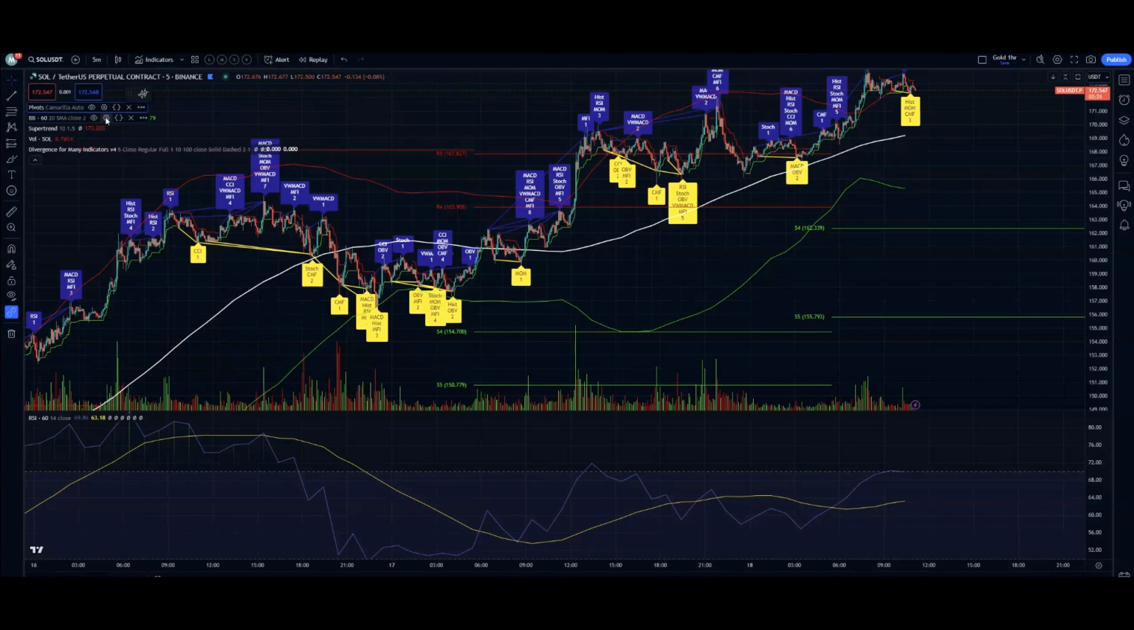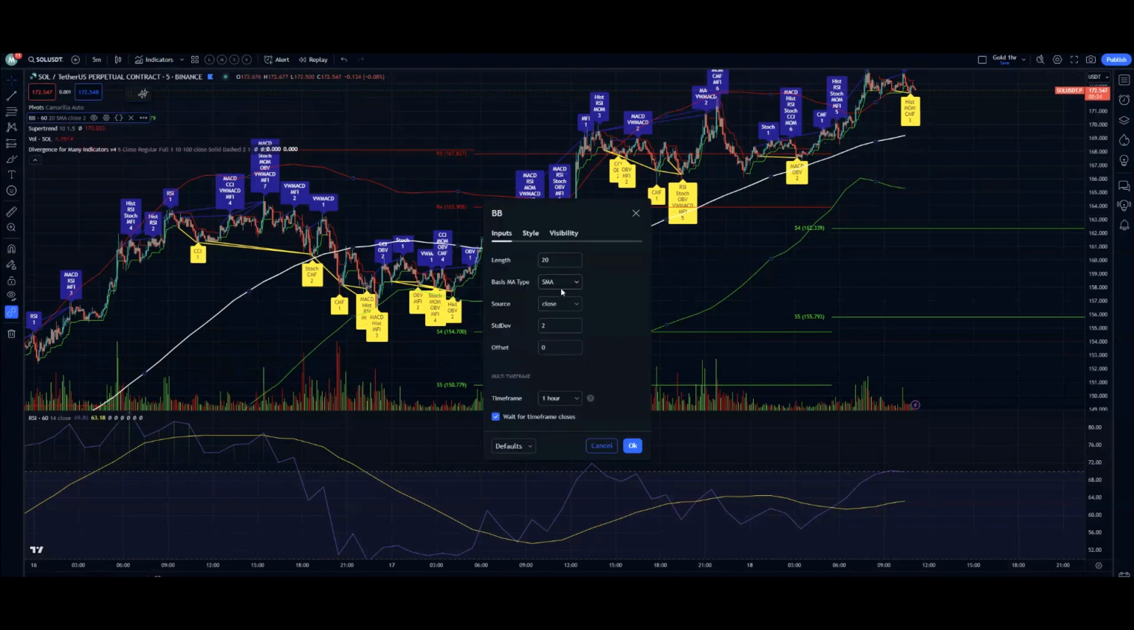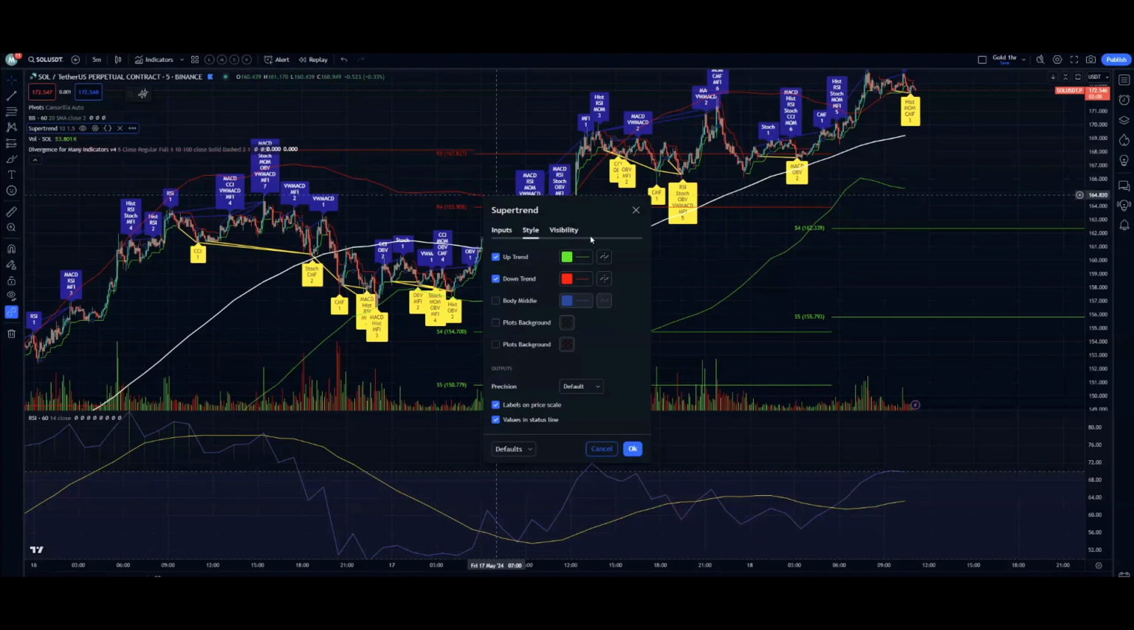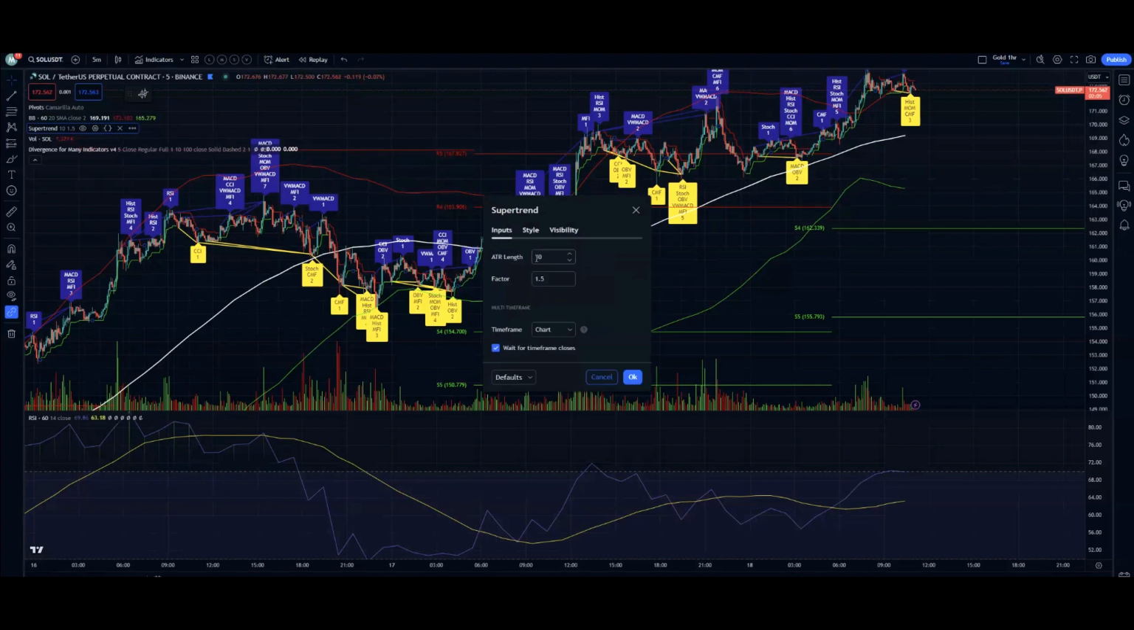And then next you have the Bollinger Band, where you set a 20 SMA with a standard deviation of 2. It's fine. Just select the time frame to 1 hour. That's really fine. Style is normal, whatever you prefer. Supertrend is a little bit different here. We normally use Supertrend 10 with a factor of 2, but here the ATR remains 10 and we use the 1.5 factor for Supertrend.